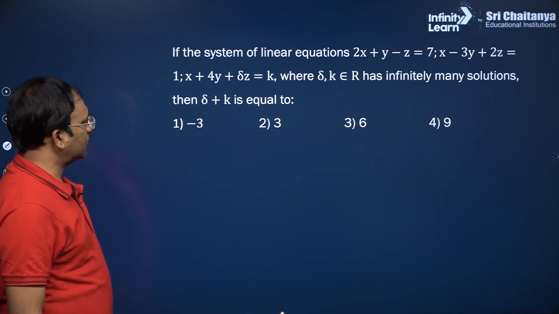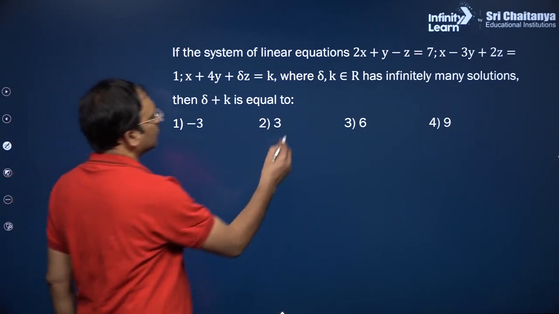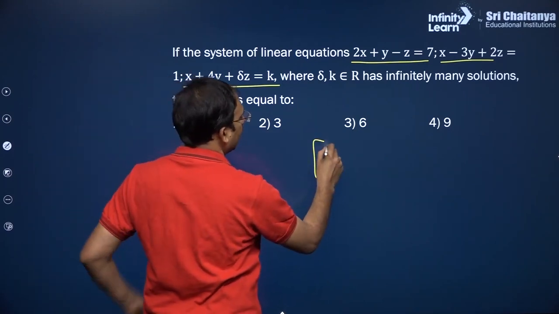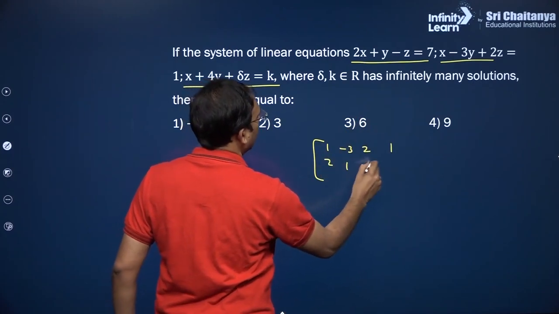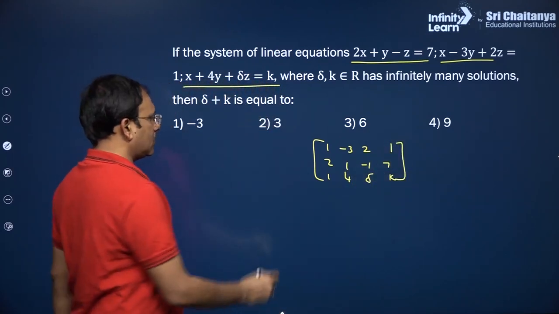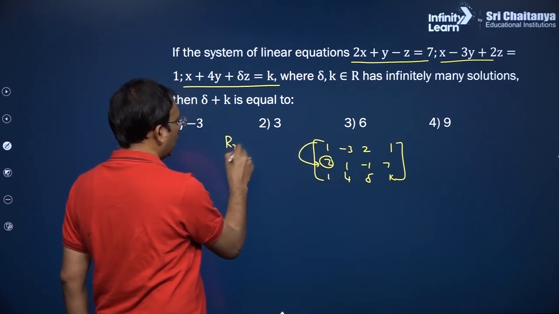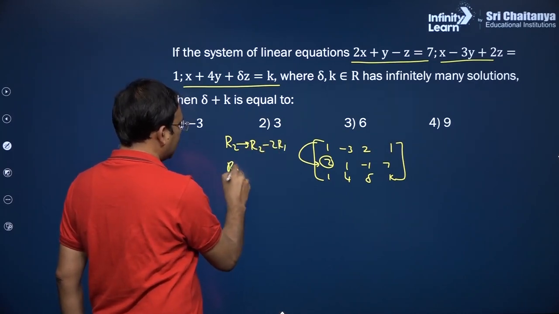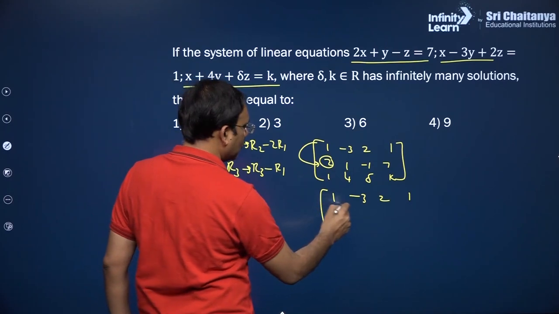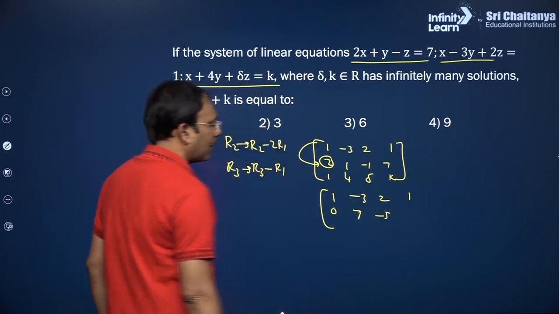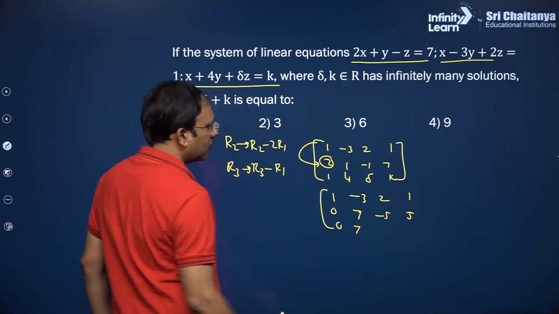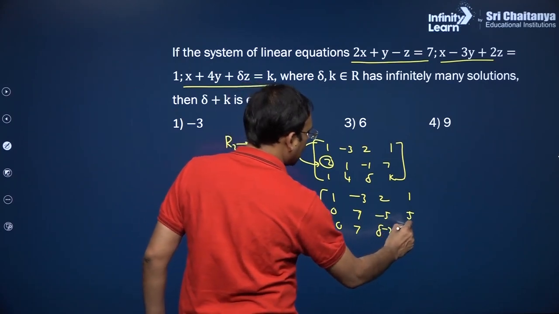Next, the system of linear equations where lambda, k has infinitely many solutions, then lambda plus k. So three linear equations in three variables are given. I always prefer that equation where x coefficient is 1. So I write the second equation first, which is 1, minus 3, 2, 1. This is 2, 1, minus 1, 7. Third equation, 1, 4, lambda and k. Now with the help of this, I make this 0. That means R2 I change as R2 minus 2 R1, R3 I change as R3 minus R1, which becomes 1, minus 3, 2, 1. Double and subtract 0, this becomes 7, this is minus 5, double and subtract minus 5, this is 5. Here also directly subtract 0, this becomes 7, this becomes lambda minus 2, this is k minus 1.